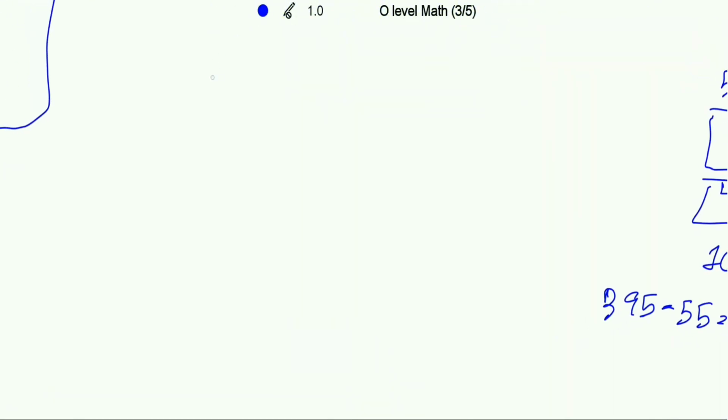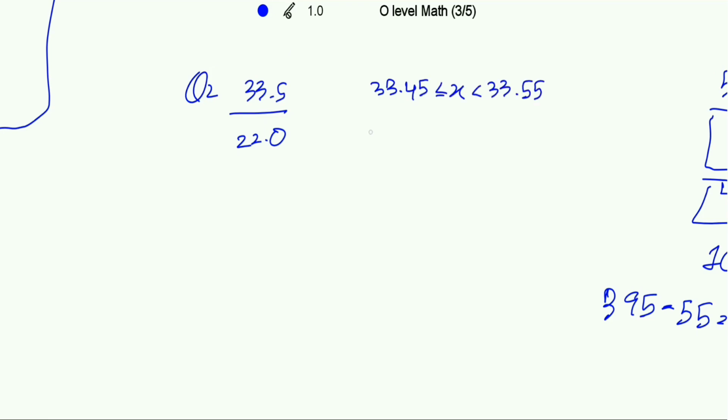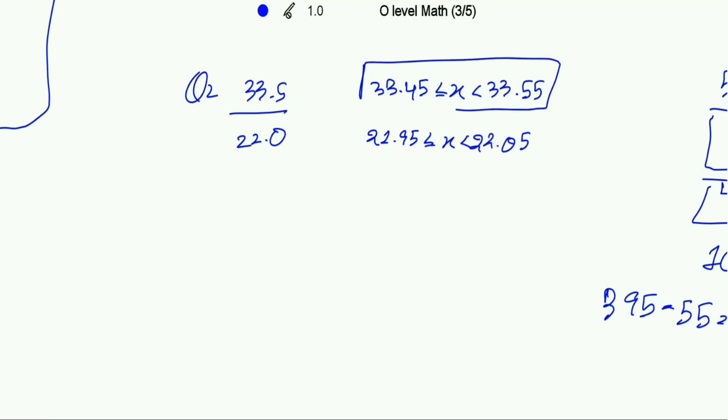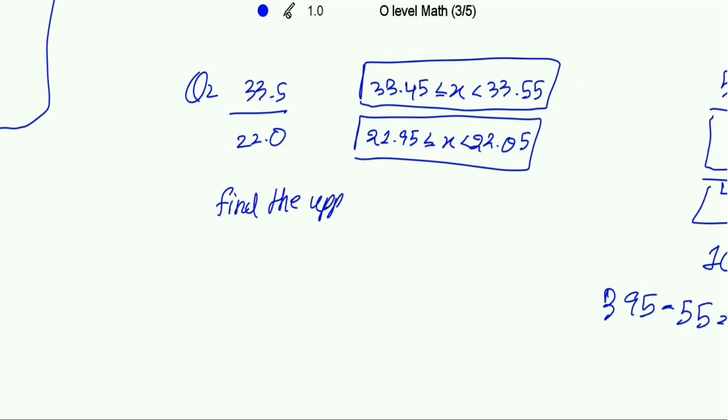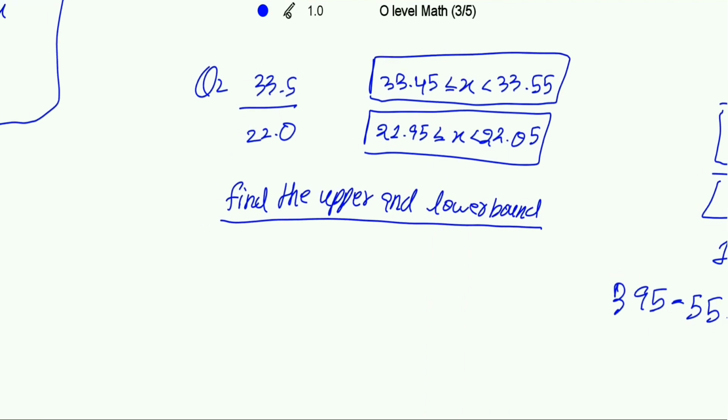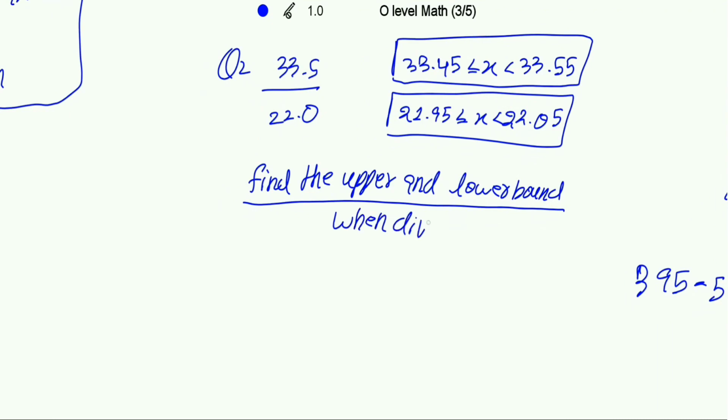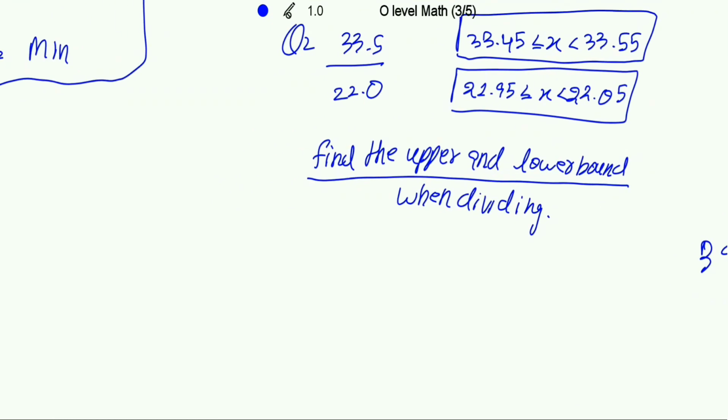Let's do another question. Question 2: we have 33.5 upon 22.0, and we have been given the range of each number. Let's say 33.45 to 33.55, and for the 22, 21.95 to 22.05. So we have been given the range, and now we have been asked to find the upper and lower bound when dividing.